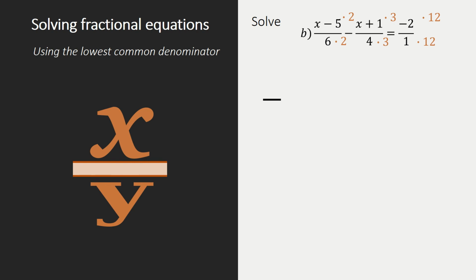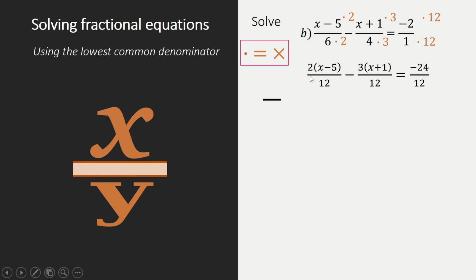If you have a difficult time finding the lowest common denominator, you can also do it with 24, since you can then multiply 6 by 4. You will get the same answer. The only thing is that you will get bigger numbers. Remember again, our multiplication dot is the same as our multiplication sign. What we get is 2(x minus 5) minus 3(x plus 1), and then all of them over 12 equals minus 24 over 12.